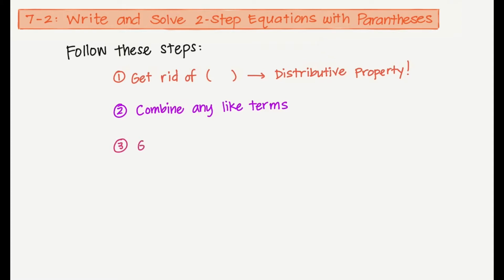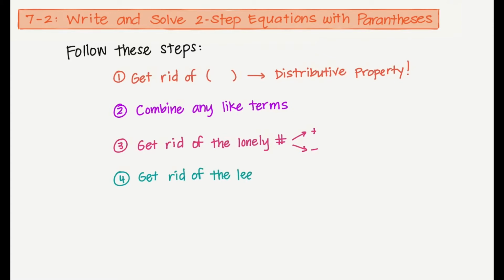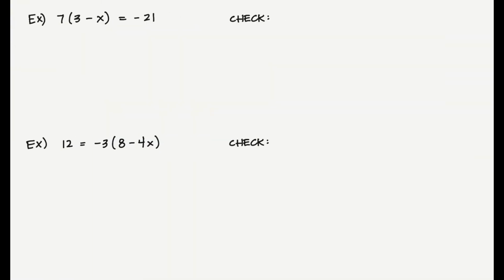And then the third step is to get rid of the lonely number. Okay, move it to the opposite side. You do this by either adding or by subtracting. And then your final step is to get rid of, again, what I call the leech. So that number that is sucking the life out of that variable. And you do that by multiplying or dividing. So why don't we just go ahead and get started?